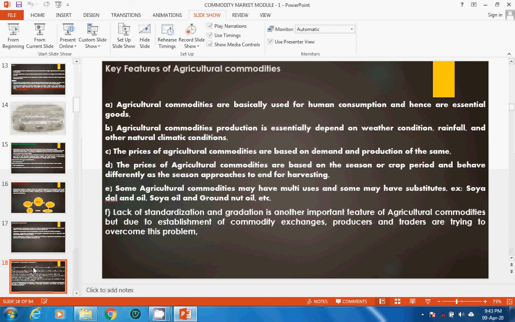and vice versa. The prices of these agricultural commodities are based on the seasons and crop period and behave differently as the season approaches its end for harvesting. Some agricultural commodities may have multiple uses, some may have substitutes, like soya oil, groundnut oil, etc. These are some of the agricultural commodities which have multiple uses. Lack of standardization and gradation is another important feature of agricultural commodities. Due to the establishment of commodity markets, the producers and traders are trying to overcome this problem of standardization and gradation according to the quality. The traders and participants grade the items, and the prices of the different graded items vary.